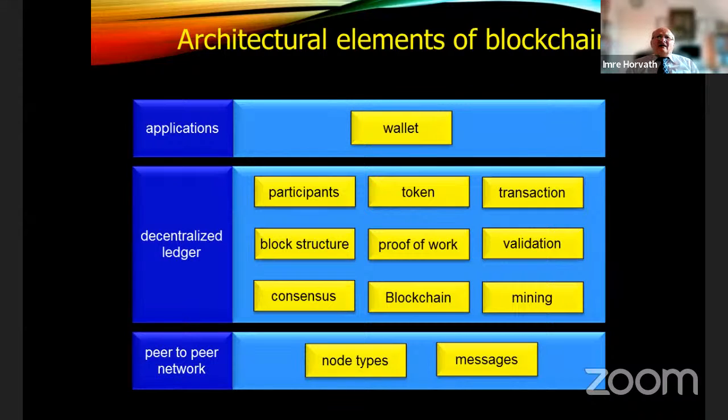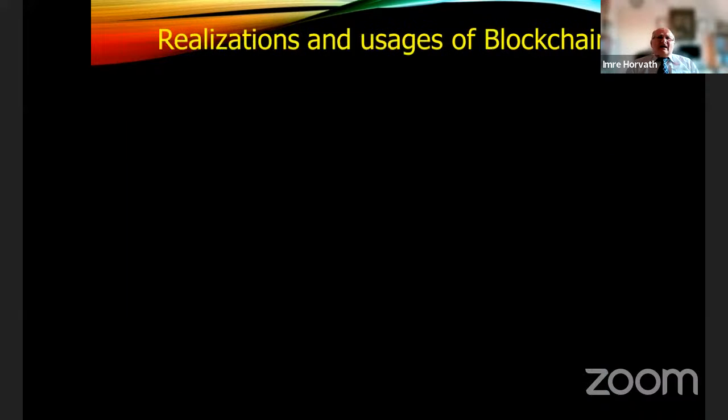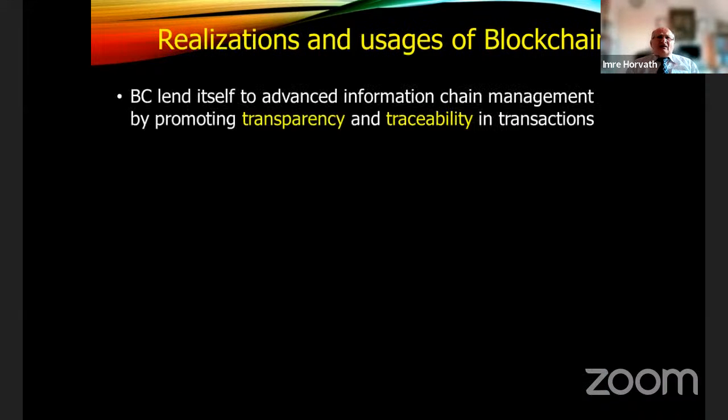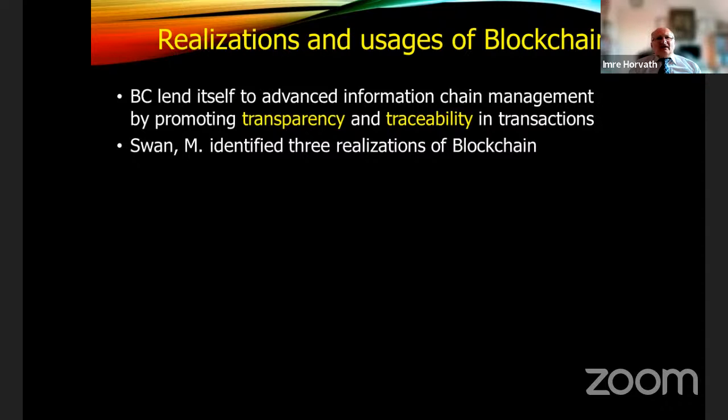So this is how the blockchain is architectured, and this is how we can import it to the conceptualization side of the ecosystem. So now something about the realizations and usages of blockchain. Based on what you heard so far, it is obvious that blockchain lends itself to advanced information chain management by promoting transparency and traceability in transactions.